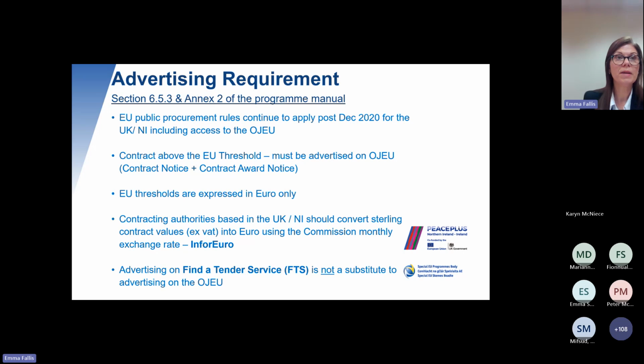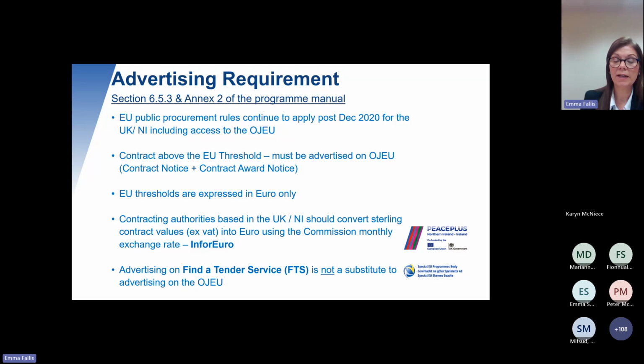So if there's a contracting authority based in the UK or Northern Ireland, they should convert their sterling contract values, excluding VAT, into euro using the Commission's monthly exchange rate, and that's in InforEuro. A link to that is provided within the programme manual. So if you were planning to publish a contract this month, in November 24, you would go into InforEuro and see what the exchange rate is for sterling to euro for that date. You would convert your sterling value to euro, and you would then be able to determine if your contract value is above or below the threshold, to know if you have to advertise it in the Official Journal of the European Union.